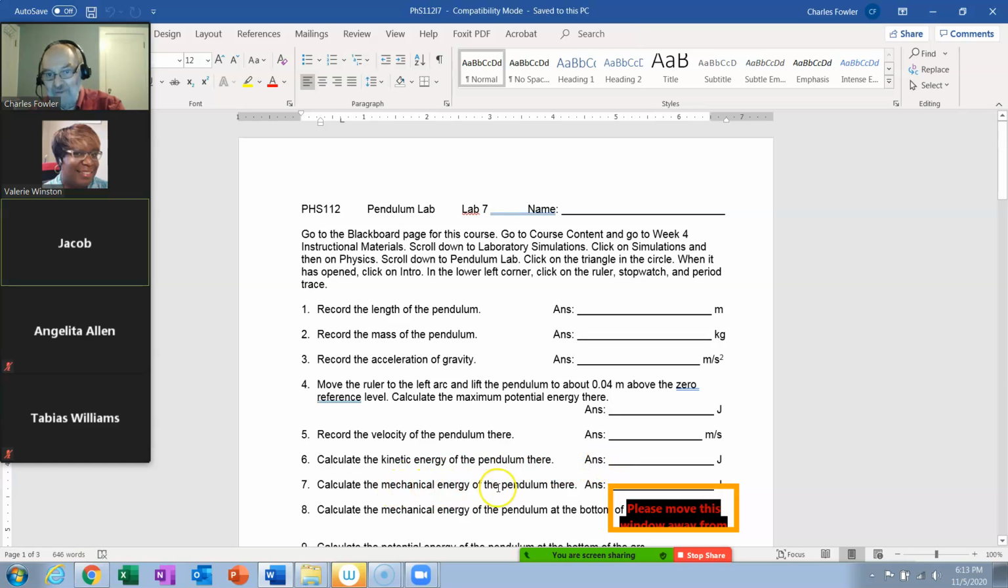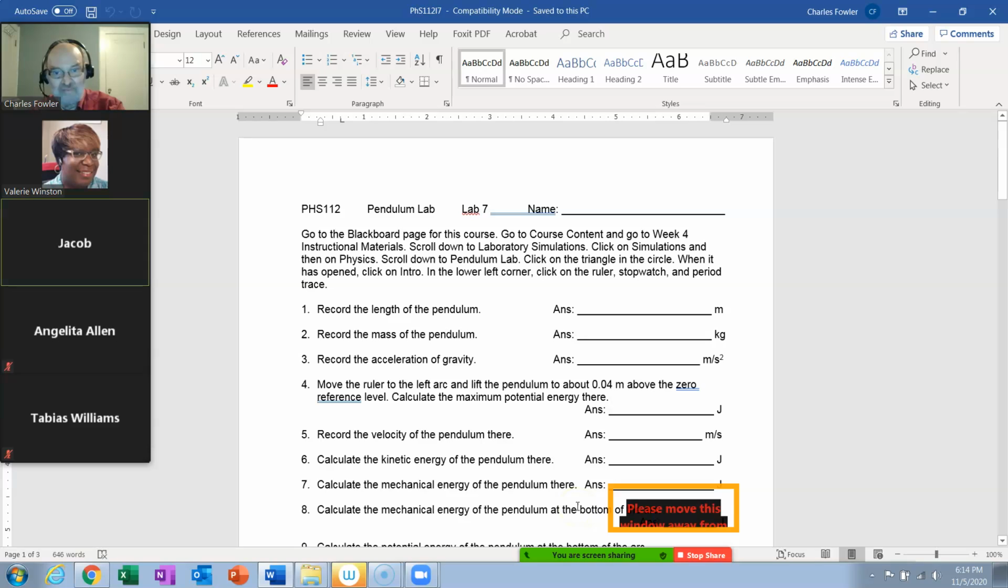What is mechanical energy of the pendulum up there at the top? Okay. Well, mechanical energy is a sum of potential energy plus kinetic energy. And if kinetic energy is 0, potential energy was 0.392 joules, your mechanical energy would be 0.392 joules. Right?